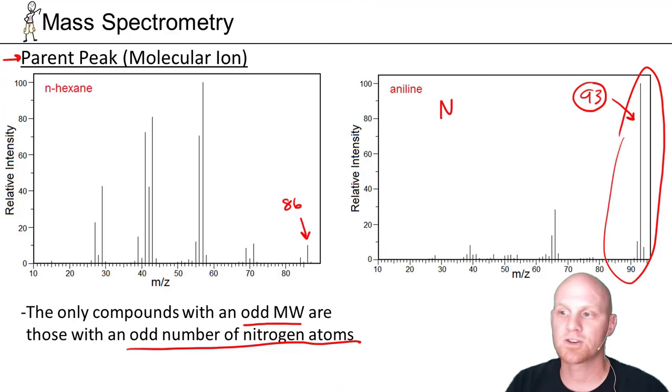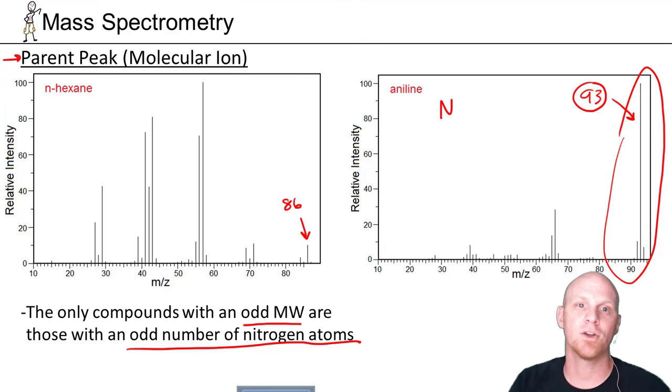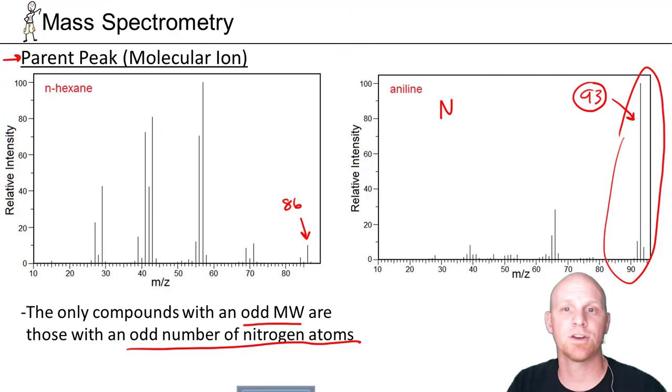In mass spectrometry of organic compounds, unless you have nitrogen, you can never get an odd molecular weight. It's a beautiful thing. So when you get that odd molecular weight, right off the bat, you know you've got nitrogen in your compound. So again, find that parent peak to get the molecular weight of your compound, and if it's an odd number, bonus, you know you have nitrogen in your compound as well.